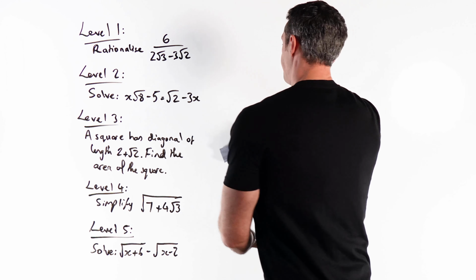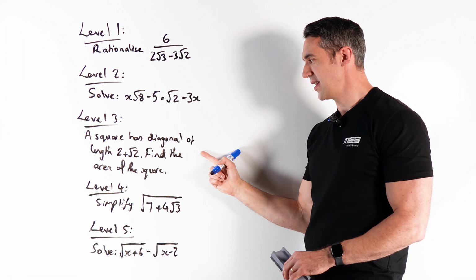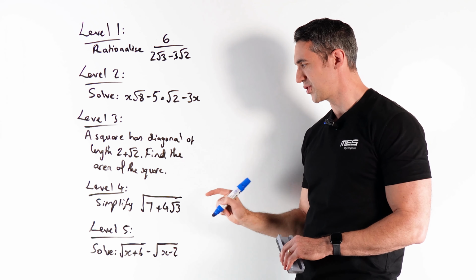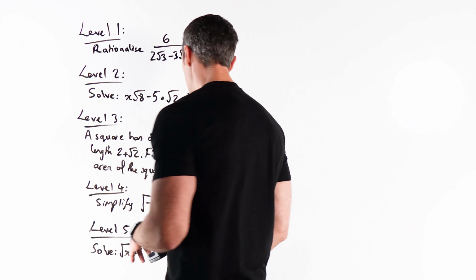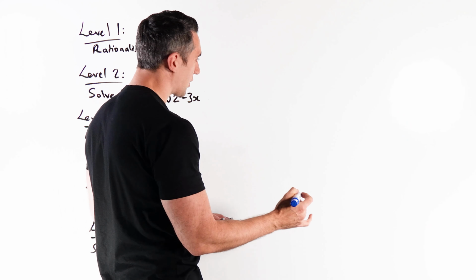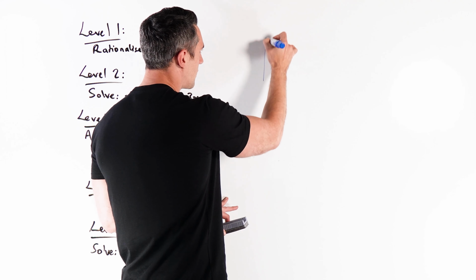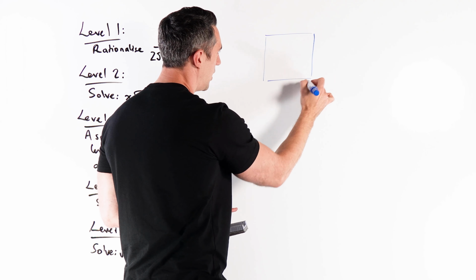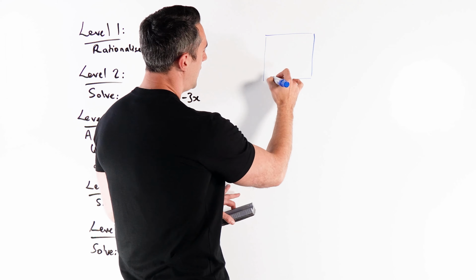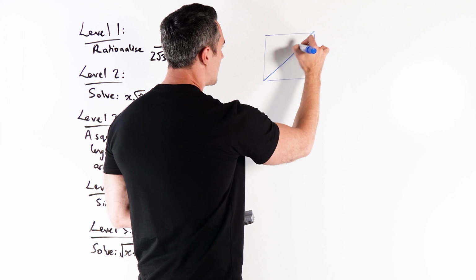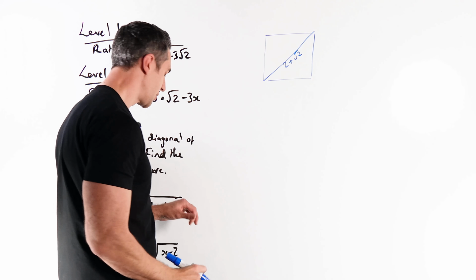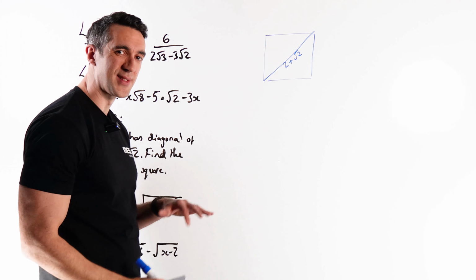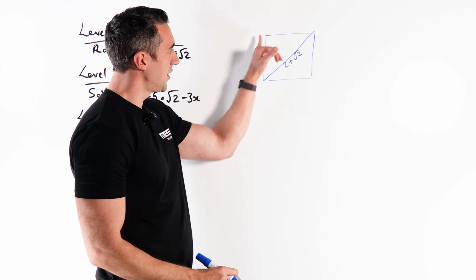So level 3, we've got a square that has a diagonal of length 2 plus root 2. We're going to try and find out what the area of that square would be. If we're ever not sure, we're going to draw ourselves a quick diagram, see what's going on. So if I draw myself a square, not bad. If I add my diagonal in, we know this length here is 2 plus root 2. Okay, so that's what we've been told in our question over here. And we want to find out the area.